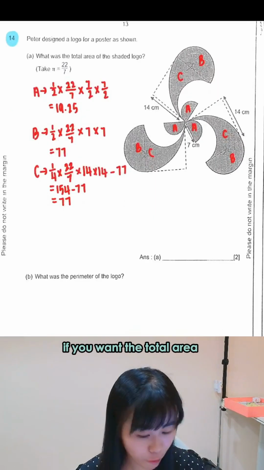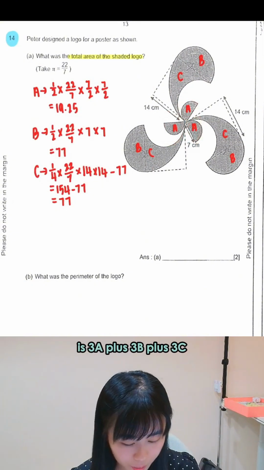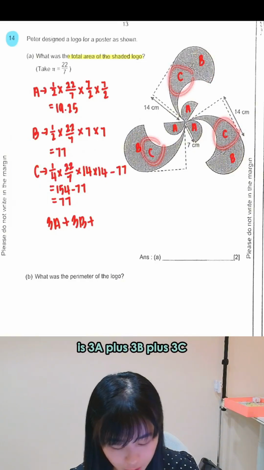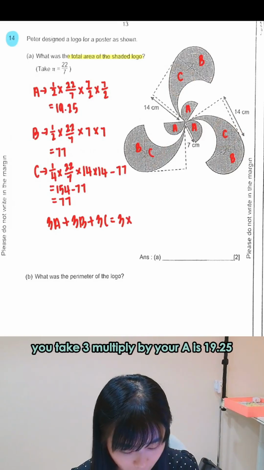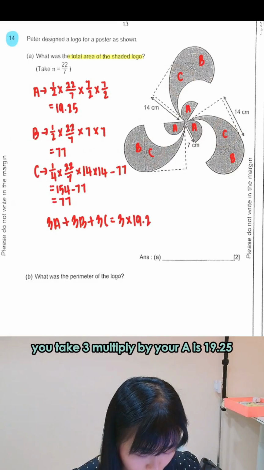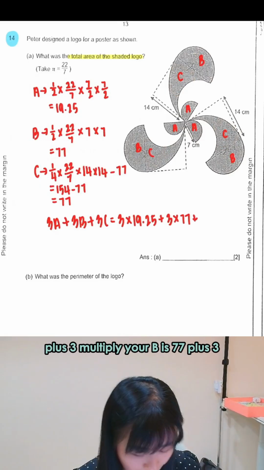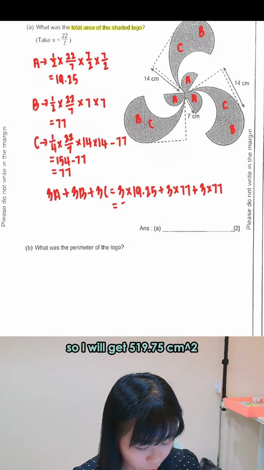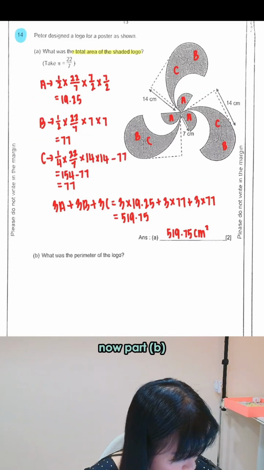That's your C. If you want the total area of your shaded parts, it is 3A plus 3B plus 3C. So what you basically need to do is take 3 multiplied by your A, which is 19.25, plus 3 multiplied by your B, which is 77, plus 3 multiplied by your C, which is 77 also. So I will get 519.75 cm squared.